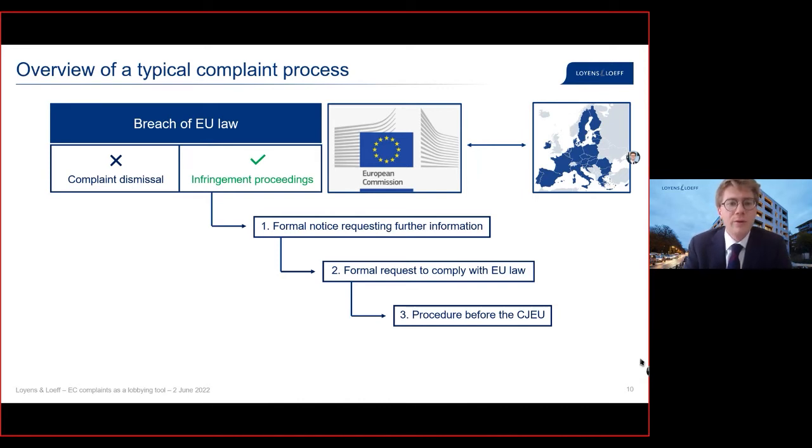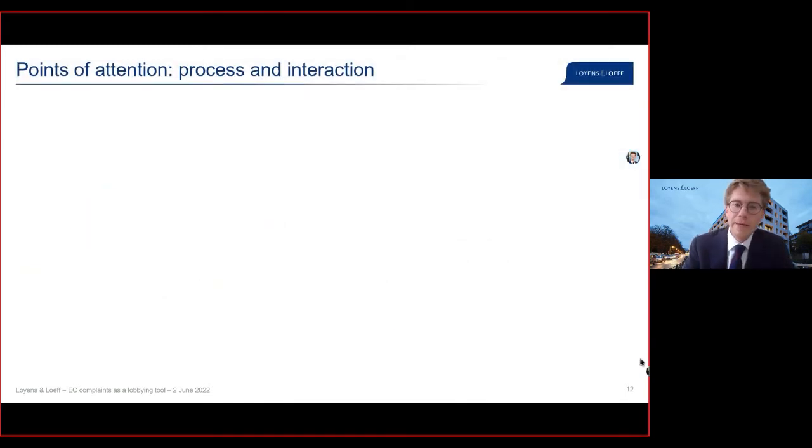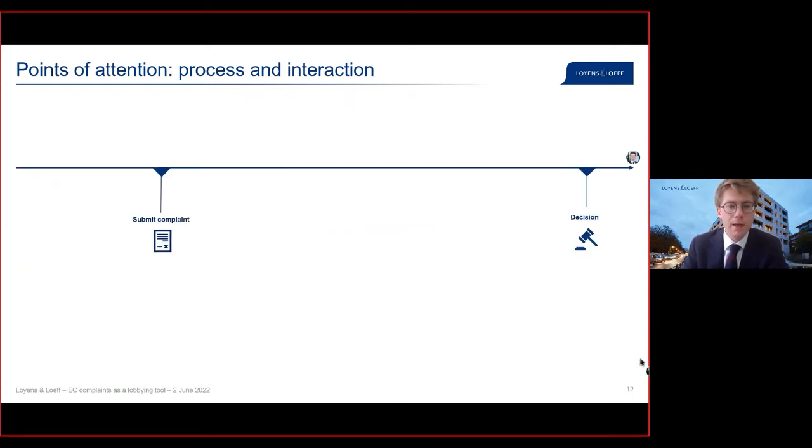In that formal stage of infringement proceedings, there is less room for lobbying, because it's mainly the Commission and the member states that go back and forth. So the person filing the complaint has less interaction in that phase. On the other hand, in the first part of the complaint, before a formal decision is taken by the Commission, and more specifically between the submission of the complaint and the decision on whether or not there is a breach, there is some room for interaction with the European Commission.